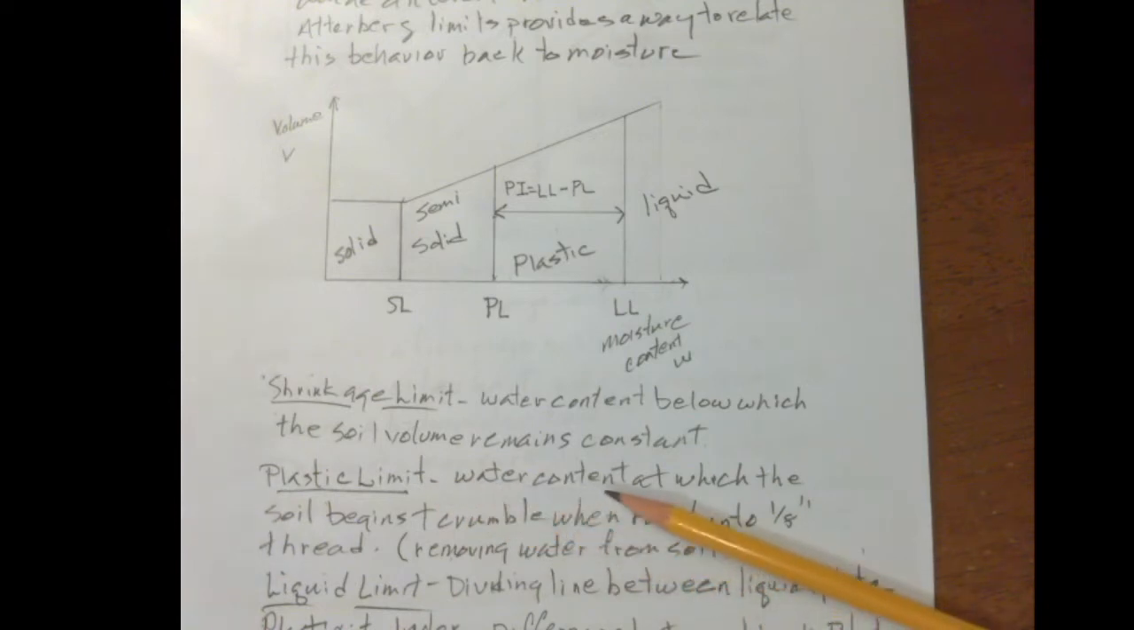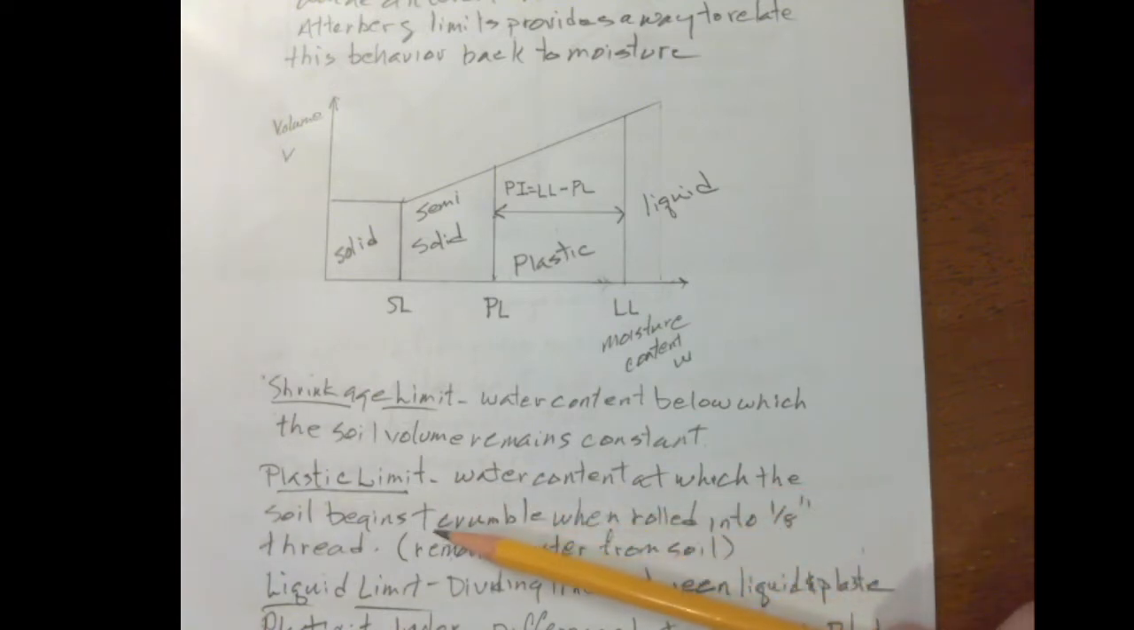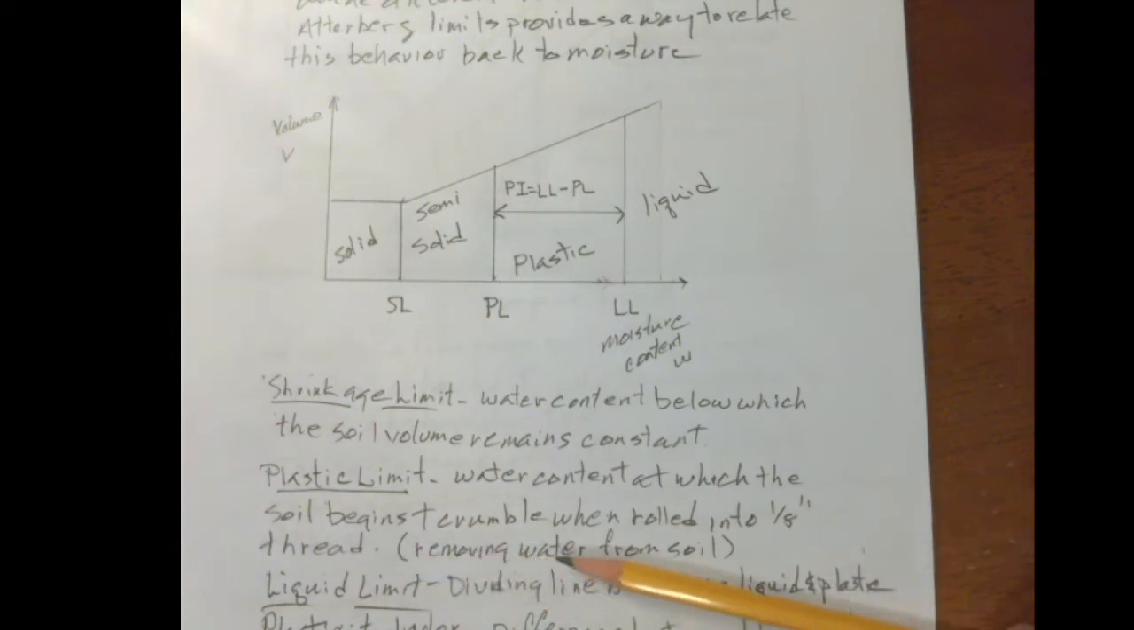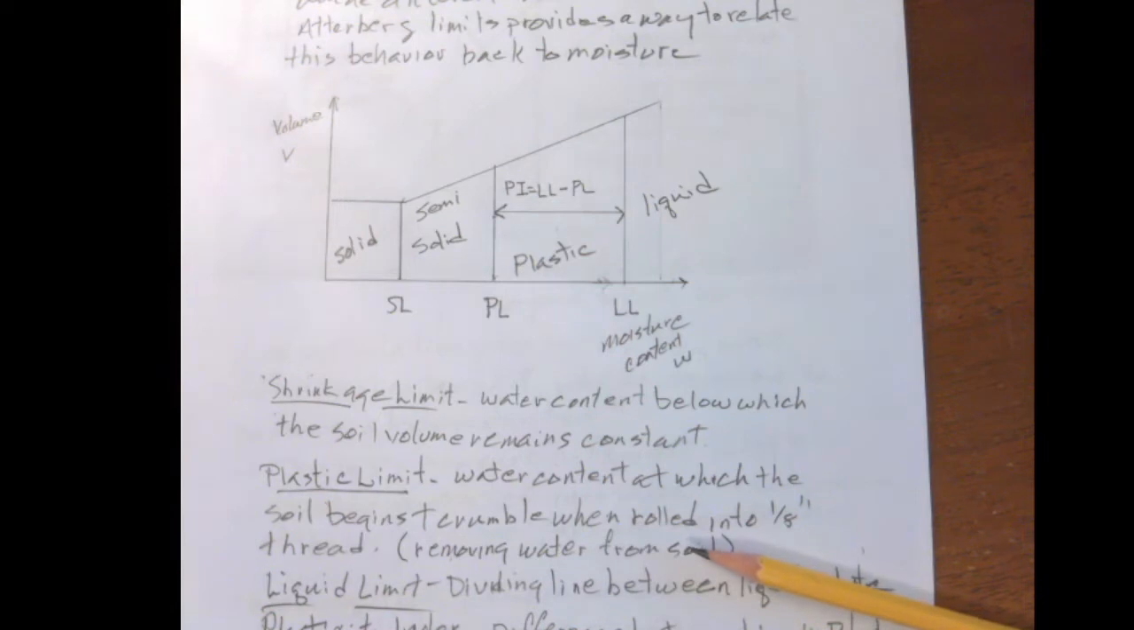The plastic limit is the water content at which the soil begins to crumble when it's rolled into an eighth of an inch thread on a table. And what you're doing is you're gradually removing the water, and you weigh it before you start rolling it, and then when it starts to crumble, there's a picture of it in your book. That would be your plastic limit.